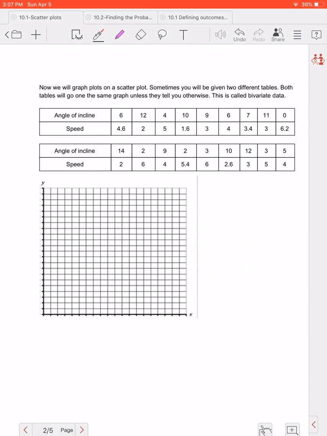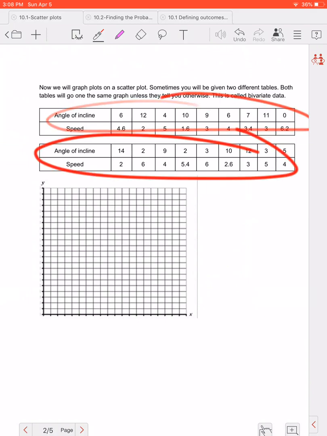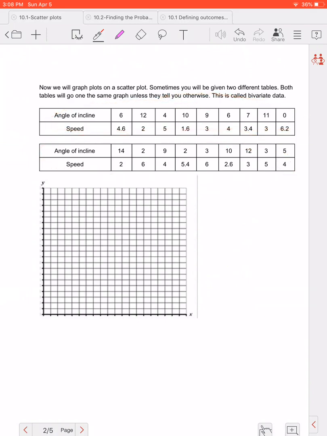So it says sometimes you'll be given 2 different tables. Both tables will go on the same graph. So sometimes we just have so much information that it's in 2 different tables, but we're actually going to plot it together. So what I'm going to do is I'm going to look at the angle of incline, okay? And that's going to be on my x-axis. And we're looking at speed on our y-axis here.